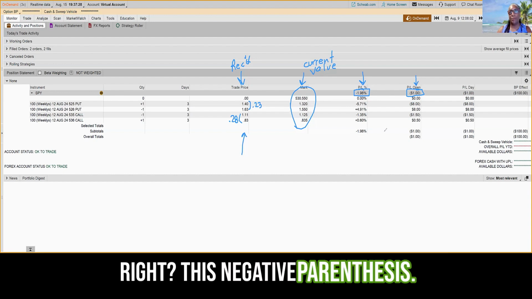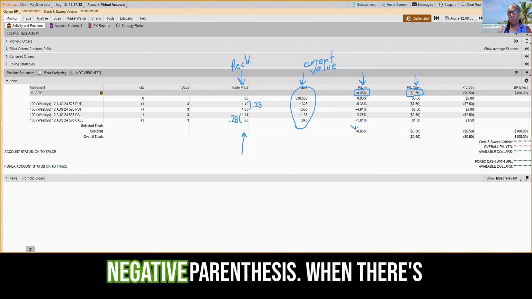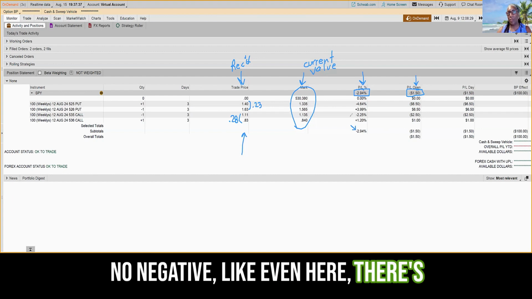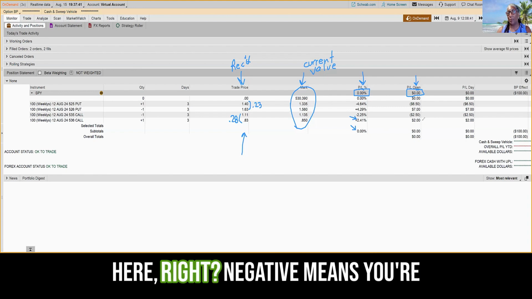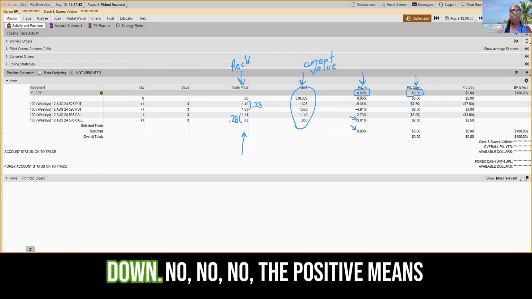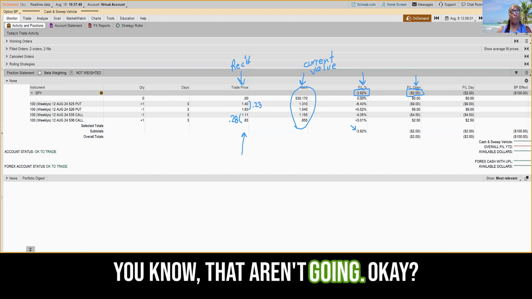This negative parentheses. Y'all see this negative here? There's a negative on this number, negative parentheses. When there's no negative, like even here, there's no negative, there's a positive here, which means there's no parentheses here. Negative means you're down. The positive means you're up, as far as that part goes.